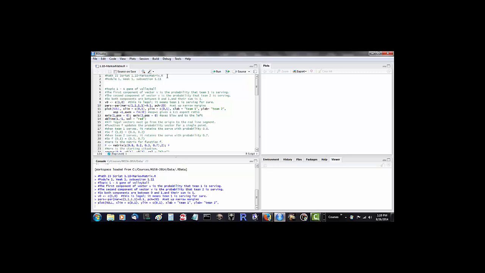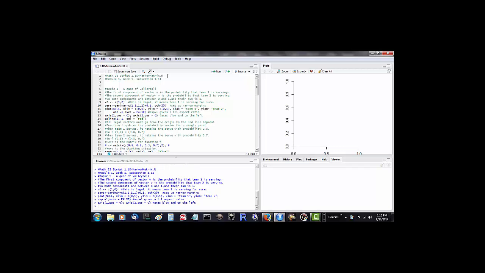I will set up a screen with as much space as I can get by making the margins very small. And since the horizontal axis refers to the probability that team 1 is on serve, the vertical axis to team 2, I will use labels team 1 and team 2 to go along with the two axes.